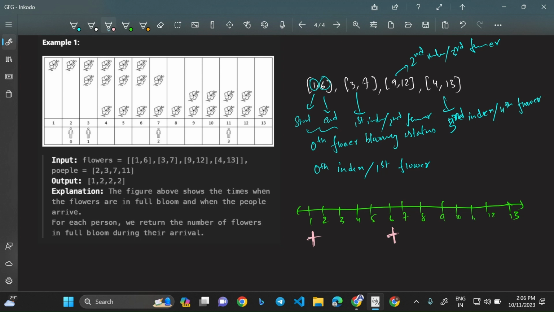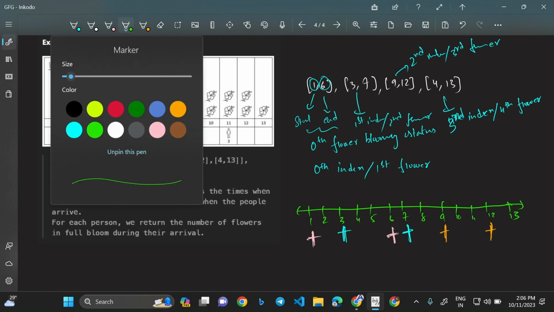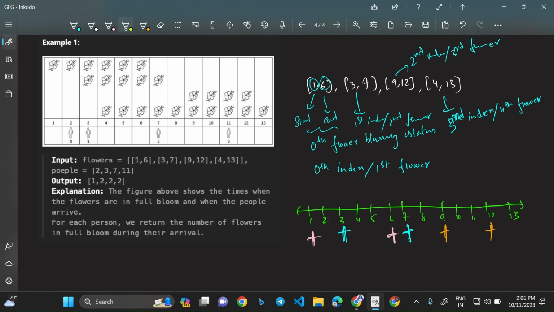From t equal to 3, let us represent this in another color, from t equal to 3 till t equal to 7, this is the time interval of the second flower. With another color, from t equal to 9 till t equal to 12, this is the time interval of the third flower. And we'll use another color now, yellow, from t equal to 4 to t equal to 13. This is the time interval of the fourth flower.